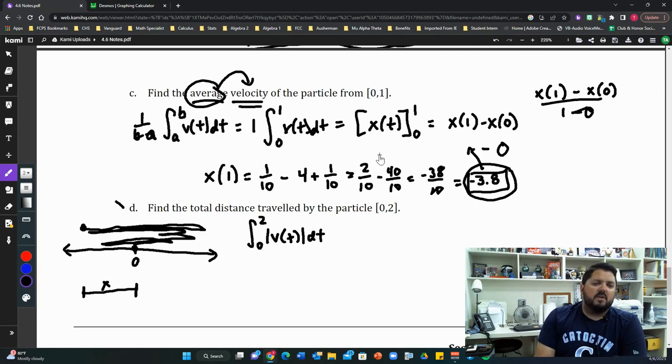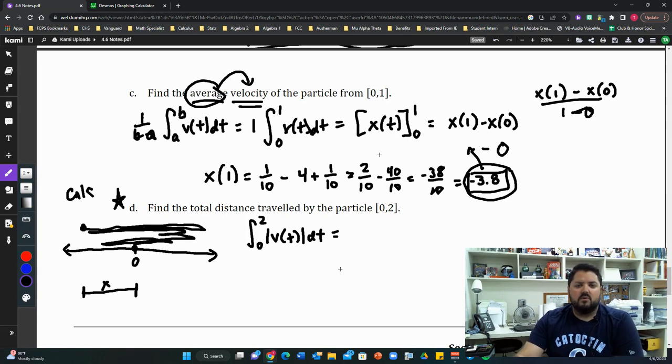Okay, so this one would definitely be a calculator problem. The only way that you could do this by hand is if you know what the graph of the original looks like and where it crosses the x-axis so that we can fold it up. Then we have to break it up into a bunch of integrals. You should have seen a couple of those in the 4.5 packet. But for this one, we're just going to use our calculator.